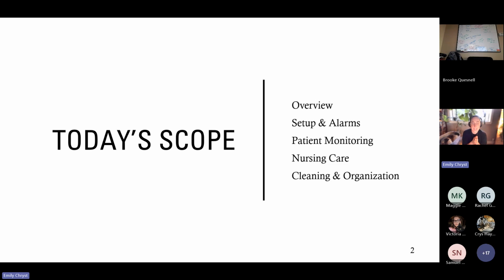So today, our scope is going to be somewhat narrow. This is a huge subject, so we're not even really going to be scratching the surface here. We could very easily be here for days talking about everything that goes into ventilating a patient. So I'm really just going to be focusing on outlining your role as a technician in the ways that are unique to ventilator patients.